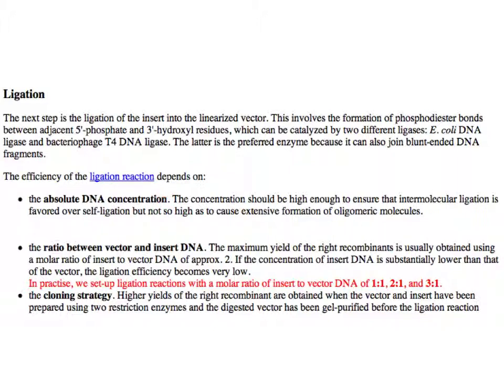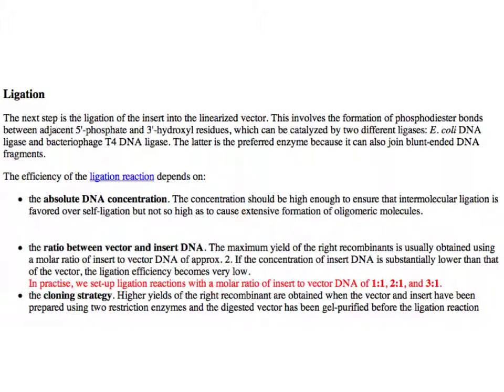The efficiency of the ligation depends on the absolute DNA concentration, so you want to make sure it's high enough so that intermolecular ligation is favored over self-ligation. The ratio between the vector and insert, the maximal yield of the right recombinant, is usually obtained using a molar ratio of DNA insert to vector of approximately 2.